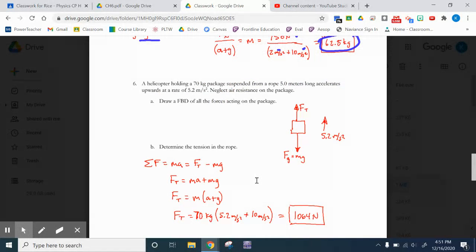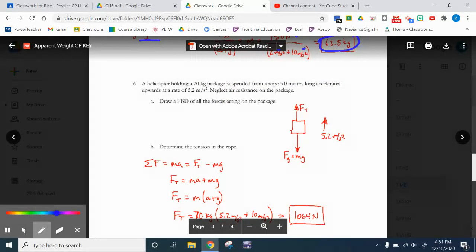And then the helicopter, 70 kilogram package, suspended from a rope 5 meters long. Don't really care how long it is. Accelerates upwards at 5.2 meters per second squared. We're going to neglect air resistance.